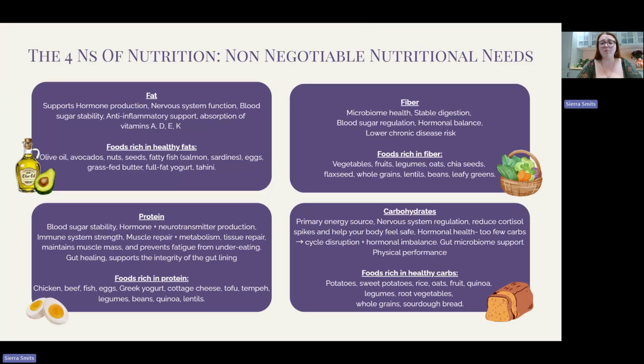Carbohydrates are also vital for hormonal health. Too few carbs create cycle disruption and hormonal imbalance. They support the gut microbiome, often because they contain resistant starches, or fibers come together with them, and they can improve your physical performance. So foods rich in healthy carbs would be potatoes. Yes, I'm serious. Potatoes are a really good healthy carb source. Sweet potatoes, rice, oats, fruit, quinoa, legumes, root vegetables, whole grains, and sourdough bread.